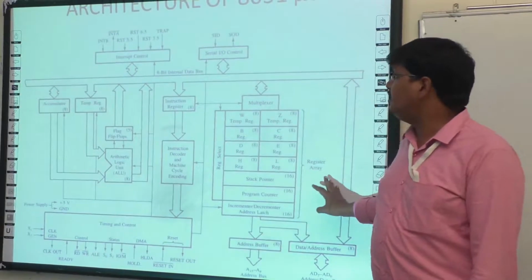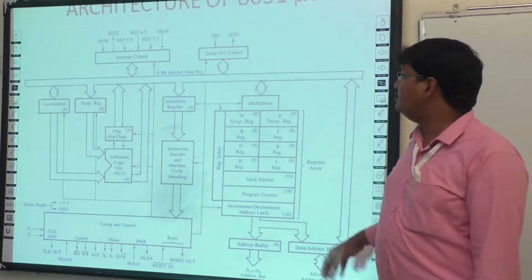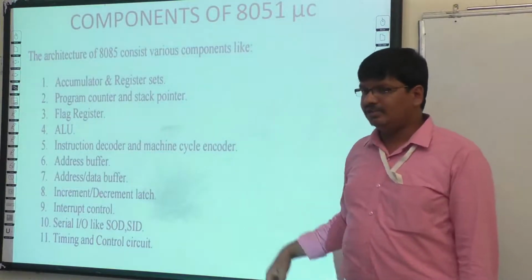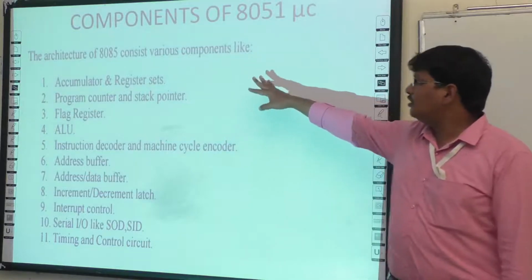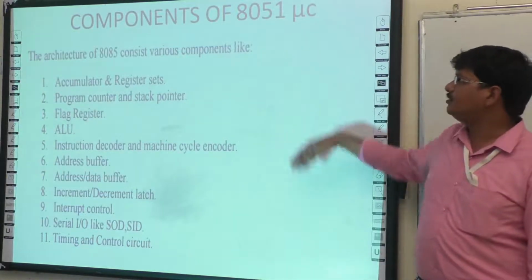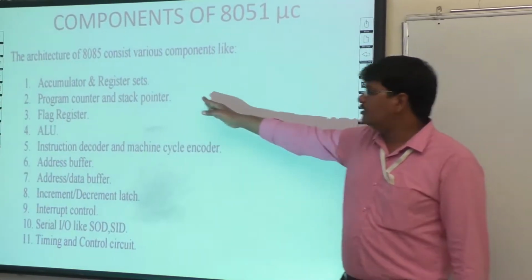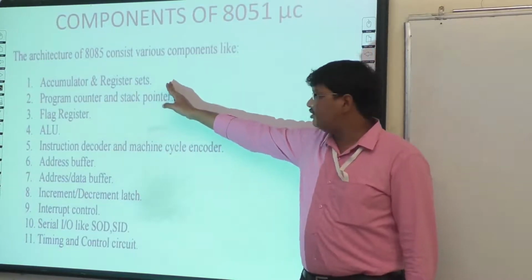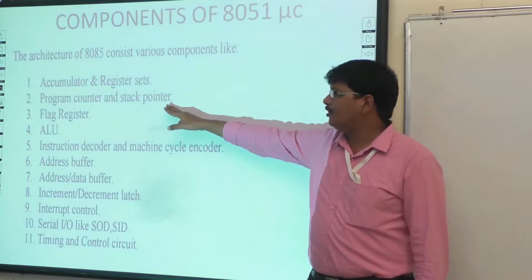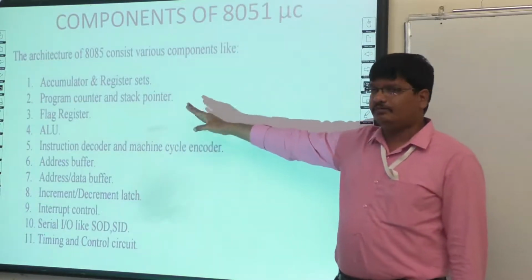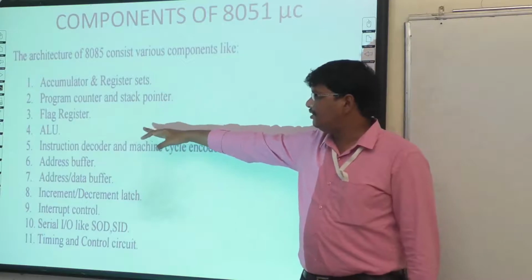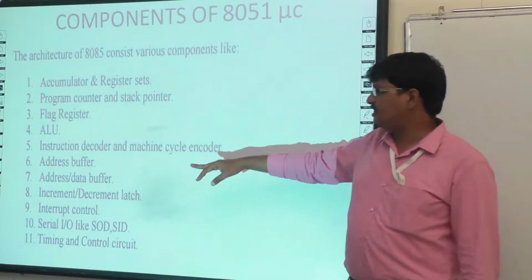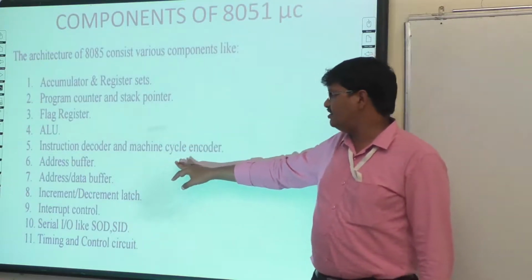So we have seen the entire architecture of the 8051 and what all the models are, which can be listed here. The architecture components, you can say, the models or components of the 8051 microcontroller, consist of the accumulator and register sets, which are the storage units, apart from the program counter and stack pointer, which are 16-bit units. Next are the flag registers, the arithmetic logic unit, which is the ALU, the instruction decoder and machine cycle encoder.